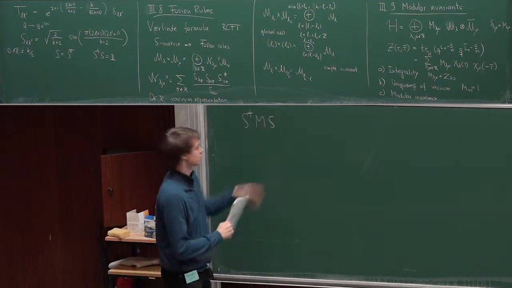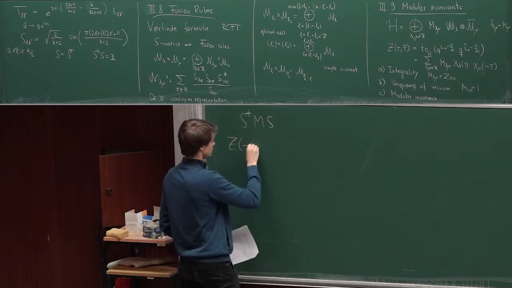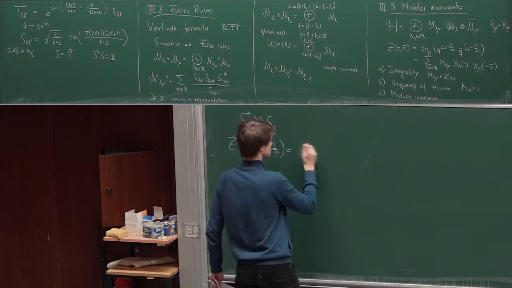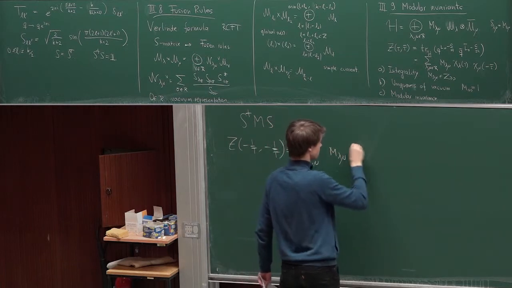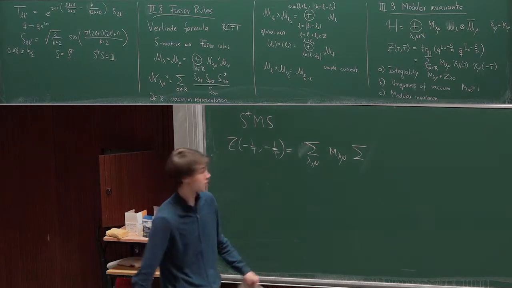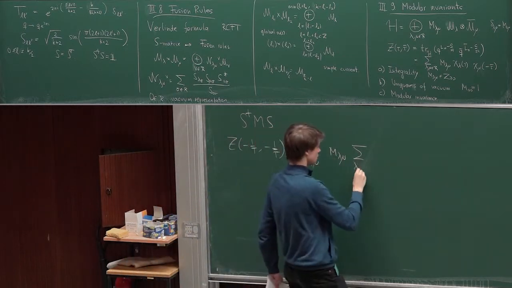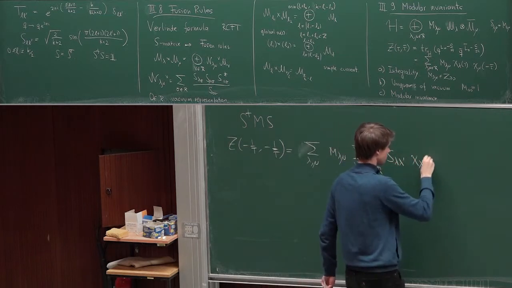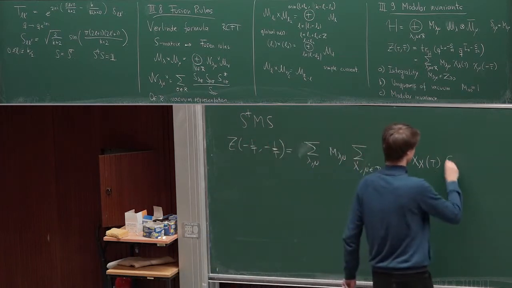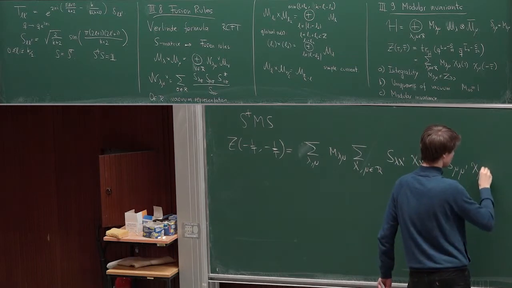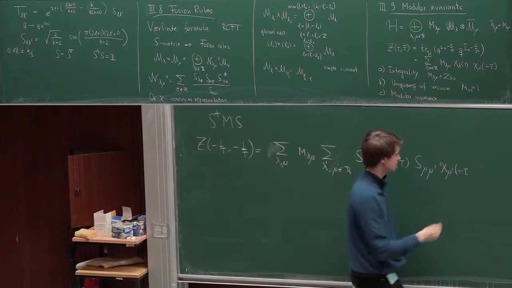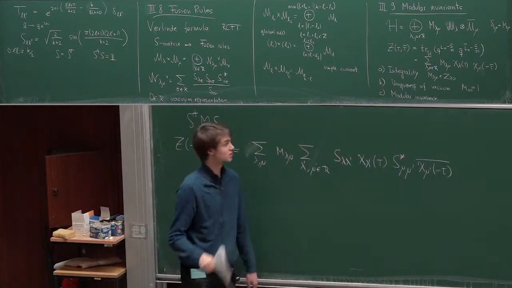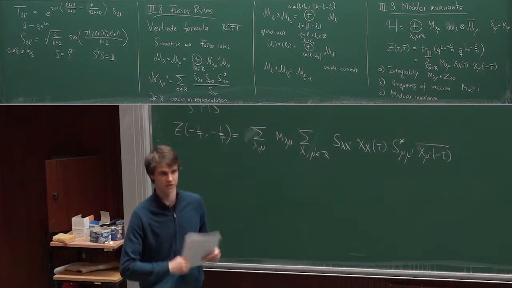Maybe I do more details. So Z of minus 1 over tau, minus 1 over tau bar will be what? It is just the sum over lambda mu of M lambda mu. And then I have to use the definition of my S matrix. So this is essentially the computation you saw this morning. I have a lambda prime and a mu prime in R. And then I get S lambda lambda prime chi lambda prime of tau, and similarly for the right movers, I get S mu mu prime chi mu prime of minus tau bar. But another way of writing minus tau bar is just complex conjugating the whole character. That's why the S should also be complex conjugated. It doesn't matter in this context because the S is actually real, but in general there would be a complex conjugate there.